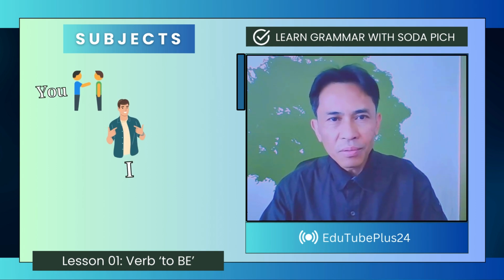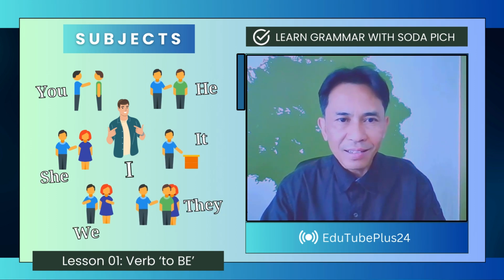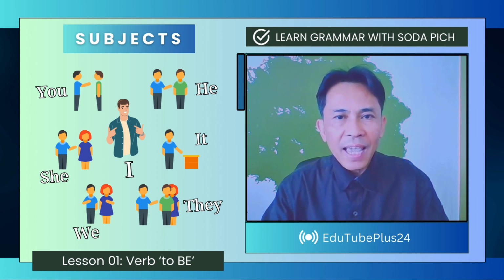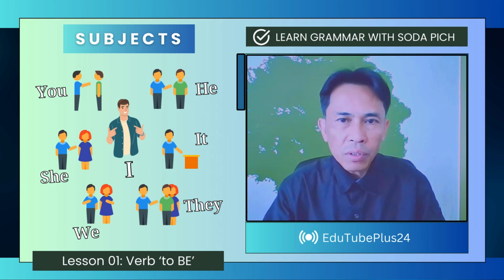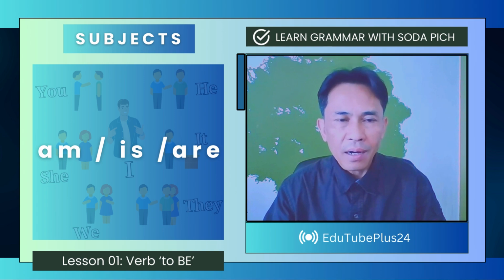Now, let's quickly review the seven important subjects in English: I, you, he, she, it, we, and they. We make statements and questions with these seven subjects. And these seven subjects are used with the verb to be: am, is, are.